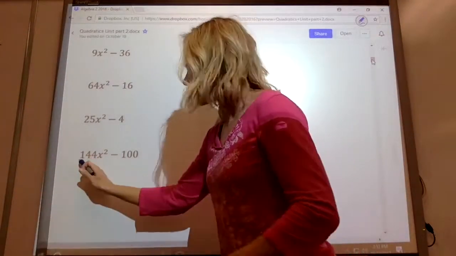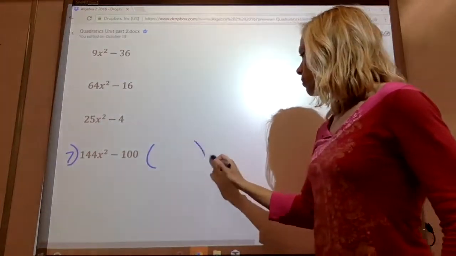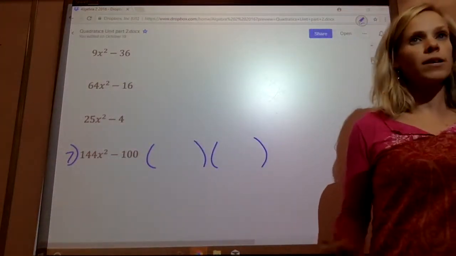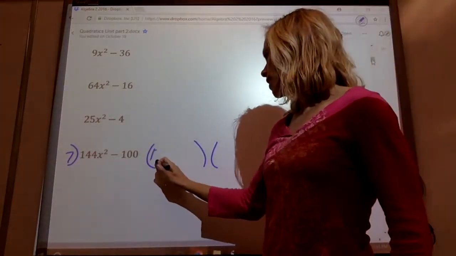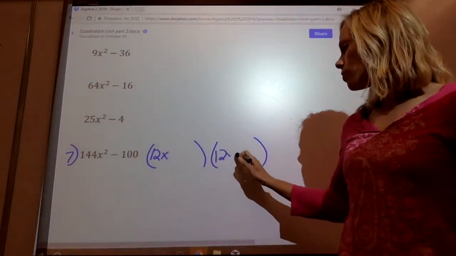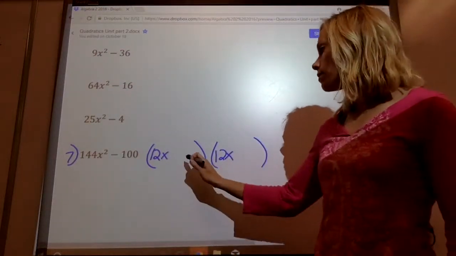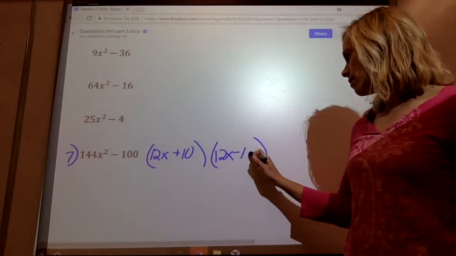This will be number 7. So what squared is 144x squared? 12x and 12x. Good. What squared is 100? Plus 10, minus 10. Okay?